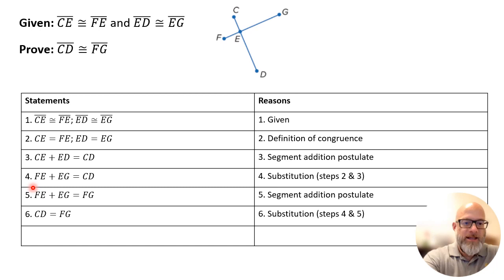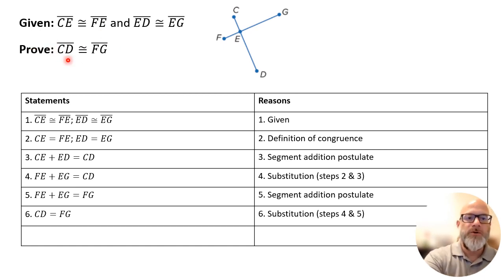Got it in your head? FE plus EG equals FG. Great. I see FE plus EG here. I see FE plus EG equals CD. So in place of FE plus EG, I can always put CD. I'll just slide in CD. So CD equals FG. Did you see it? All right.